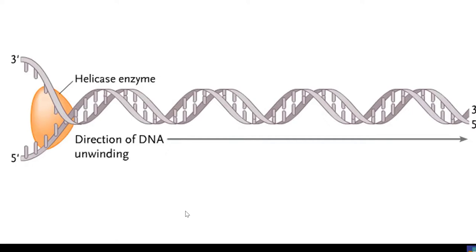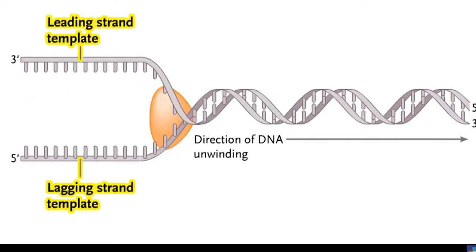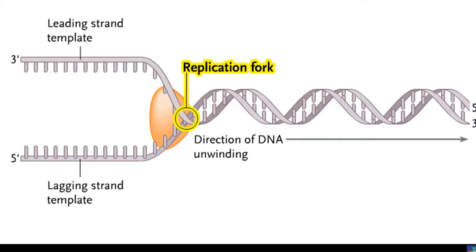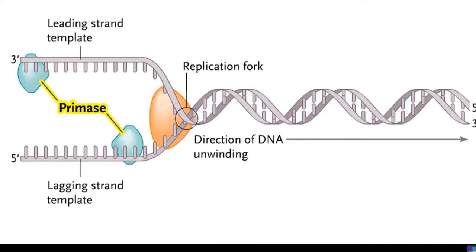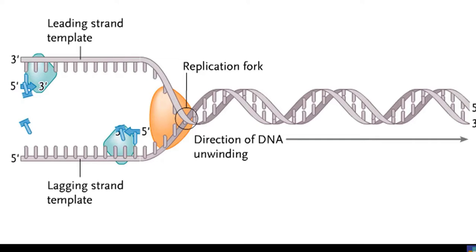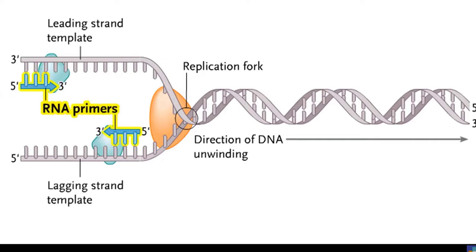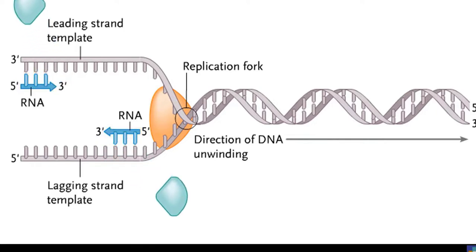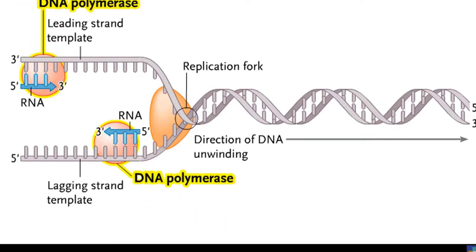To begin DNA replication, a helicase enzyme unwinds the DNA. The point at which the two strands are being separated is the replication fork. The enzyme primase attaches to each of the template DNA strands. Primase synthesizes a short RNA primer on each template strand. The primers are assembled in the 5 prime to 3 prime direction. After the primer reaches a certain length, primase drops off of the template strand. A DNA polymerase molecule attaches to each DNA template strand at the 3 prime ends of the RNA primers.